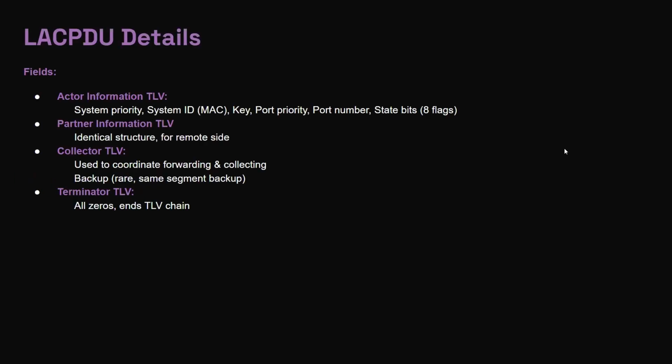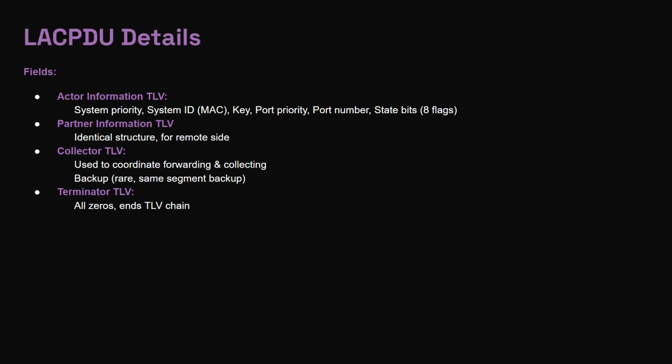Let's go through this. Here you will see the different fields that the LACPDU has. In here, you will see the actor information. The actor information is the device that is sending the LACPDUs. That device is going to share its system priority. It's going to share the system ID, which is going to be the MAC address, the key, the port priority, and then it's also going to send the port number and the state bits.